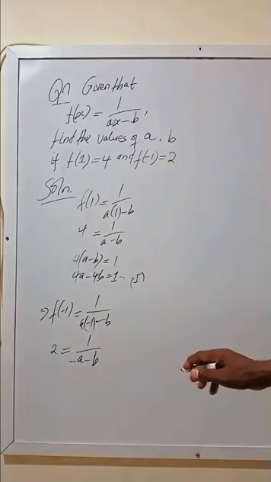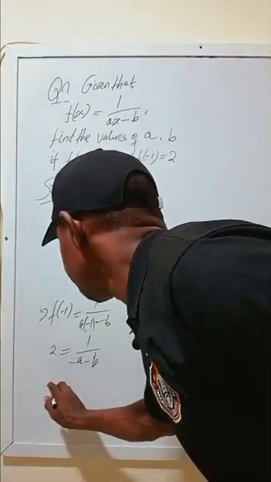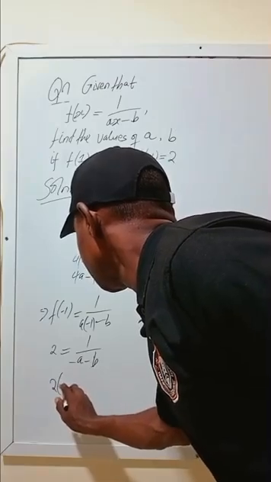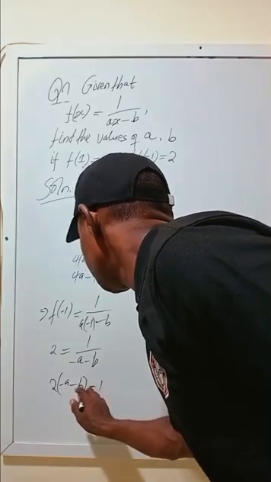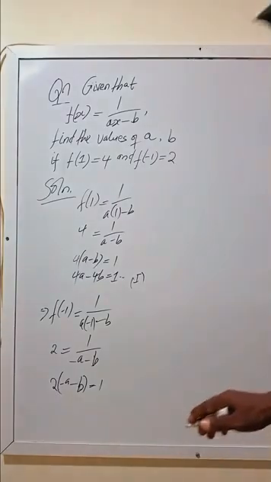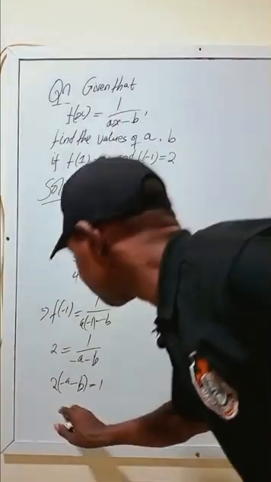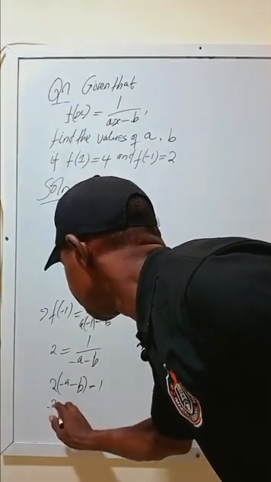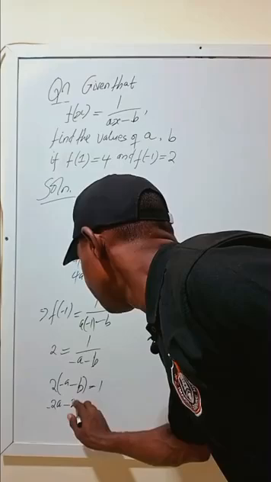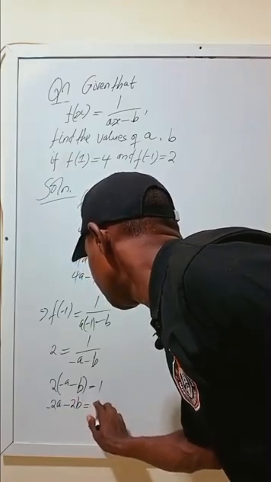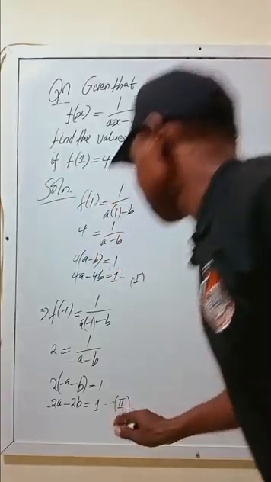Let's multiply the denominator by this number here. So we shall have 2 times (negative a minus b) equal to 1. Multiplying through, this gives us negative 2a minus 2b equal to 1. This is the second equation.